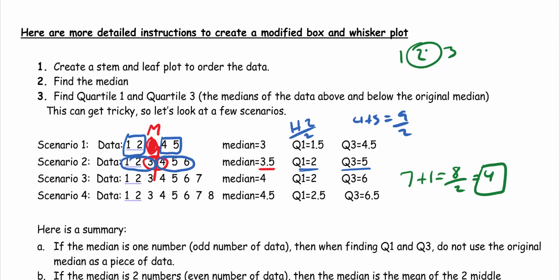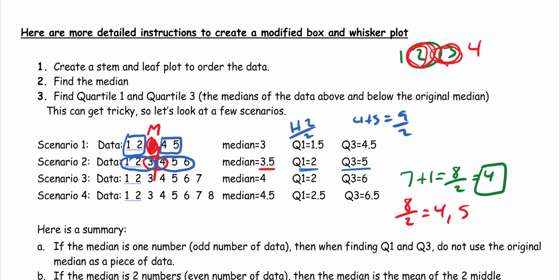All right, so let's look at scenario 4. Scenario 4 is I have 8 numbers, so it's an even number. That means there's no middle number. So what I do is I say 8 divided by 2 is 4, and I choose 4 and 5. Just a good way to remember that. Again, if you're not sure and you have 1, 2, 3, 4 numbers, I would just say 4 divided by 2 is 2. So 2 and 3 would be my 2 numbers. Just a way to remember it.